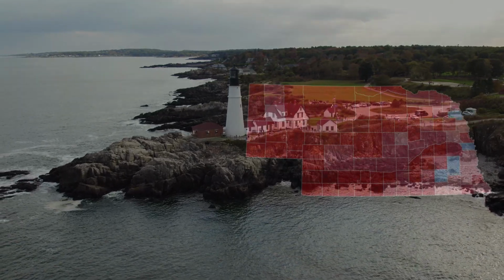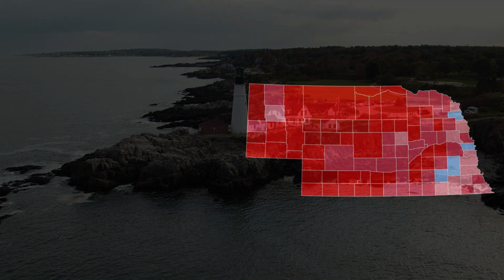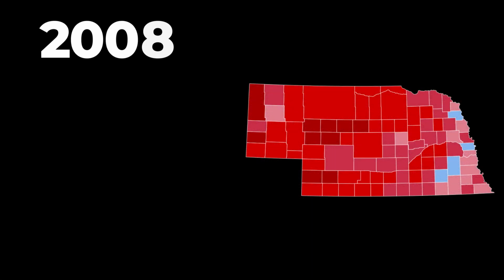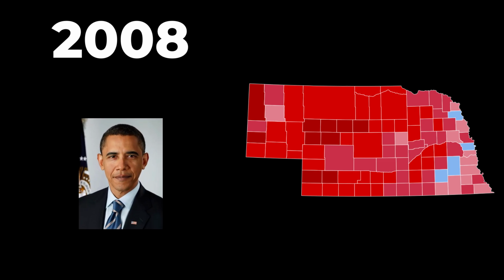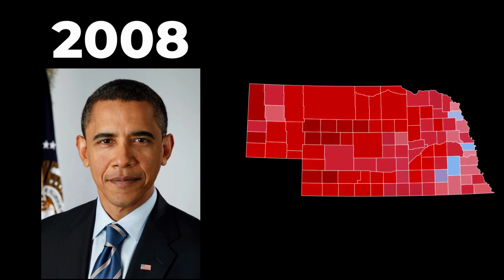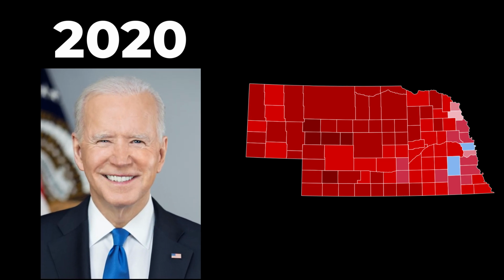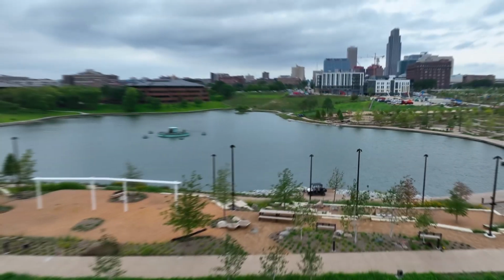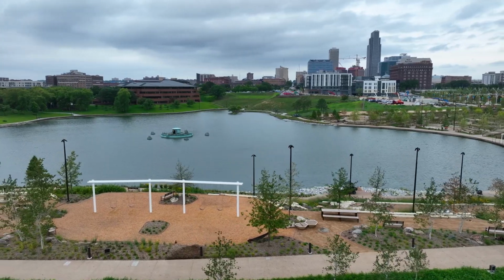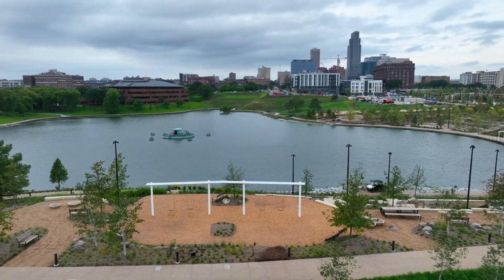Nebraska's votes have only been split twice in the last 32 years. Once in 2008, when one electoral vote went to Democrat Barack Obama, and again in 2020, when one electoral vote went to Democrat Joe Biden. Even though electoral votes can be split, Nebraska is still regarded as being a Republican stronghold in federal elections.